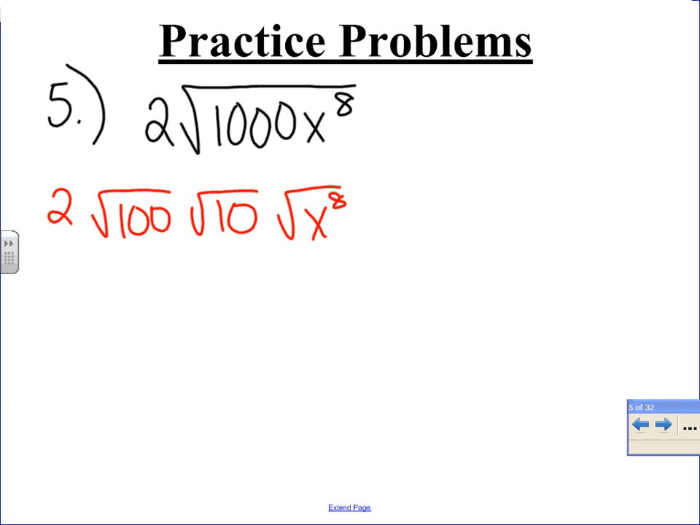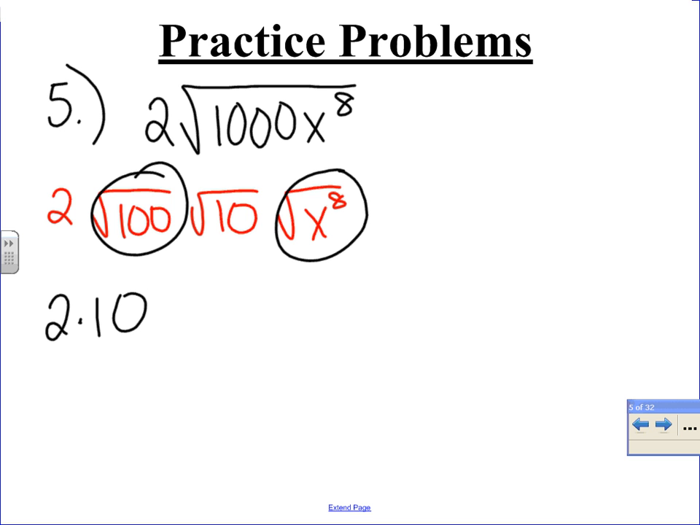Okay, Sage, what can we circle? Good. So here are 2 perfect squares that we can circle. Now be careful. The square root of 100 is 10. So 2 times 10, I'm going to leave that in front.